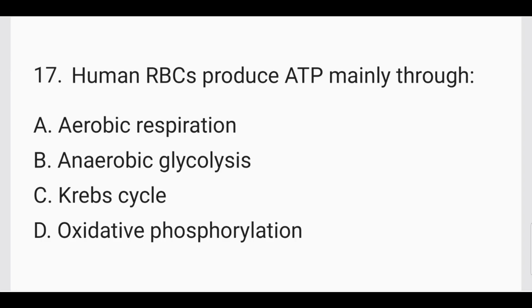Question 17: human RBCs produce ATP mainly through A, aerobic respiration, B, anaerobic glycolysis, C, Krebs cycle, D, oxidative phosphorylation. So here the answer is anaerobic glycolysis. Since mature RBCs do not have mitochondria, they cannot perform aerobic respiration, and they obtain their ATP through anaerobic glycolysis.